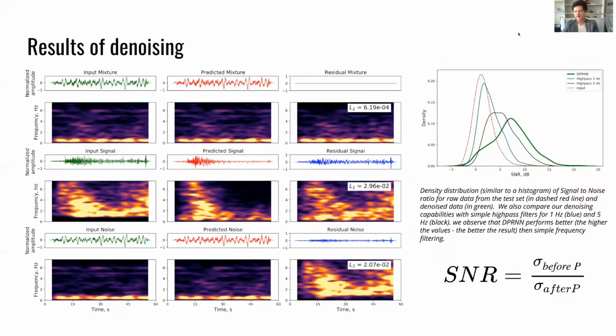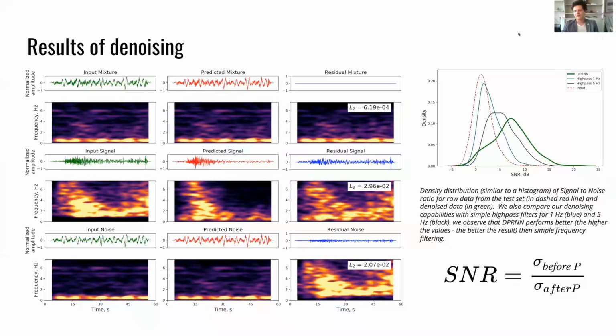Can we measure it somehow qualitatively? And we can. We can measure a signal-to-noise ratio for each of those mixtures and see if it's improved after being processed with our dual-path recurrent neural network. So on the distribution plot, one can see a distribution of signal-to-noise ratio in some test data set as it is, with no processing being applied whatsoever.